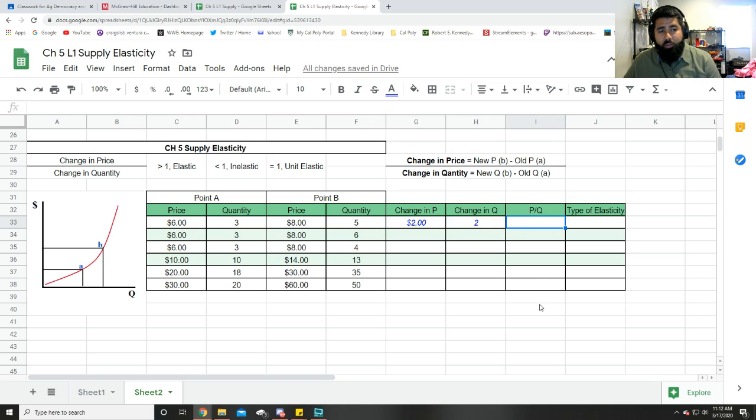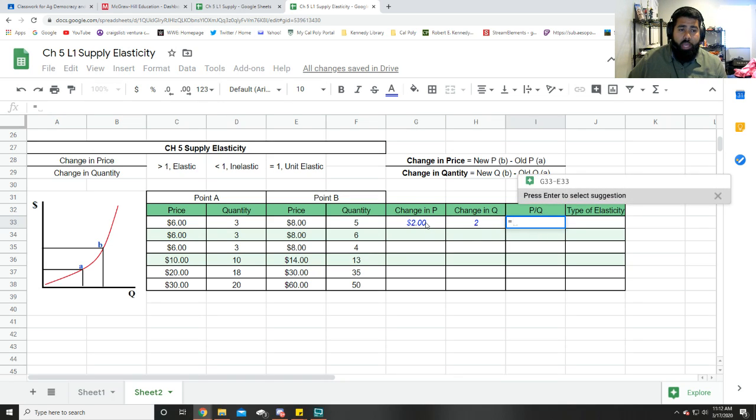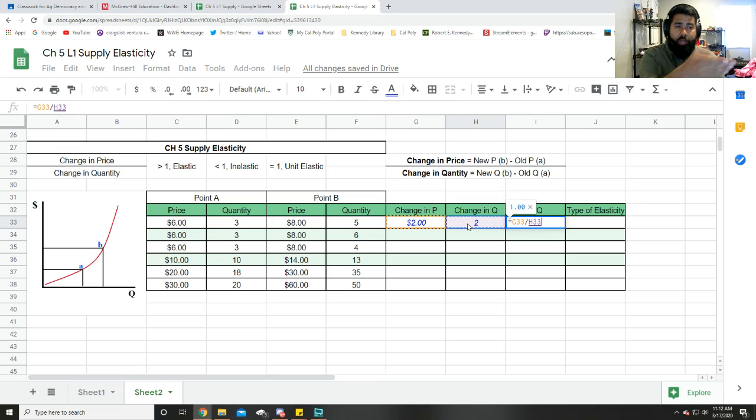Now we're going to divide the two together in this cell over here, P over Q. So you see over here, we have our change in P, which is $2, divided by our change in Q. You should know that 2 divided by 2 equals 1, but I want to make sure that you know how to use the functions on Excel. So we're going to do change in P, which is $2, divided by change in Q, which is 2, and your answer is 1.